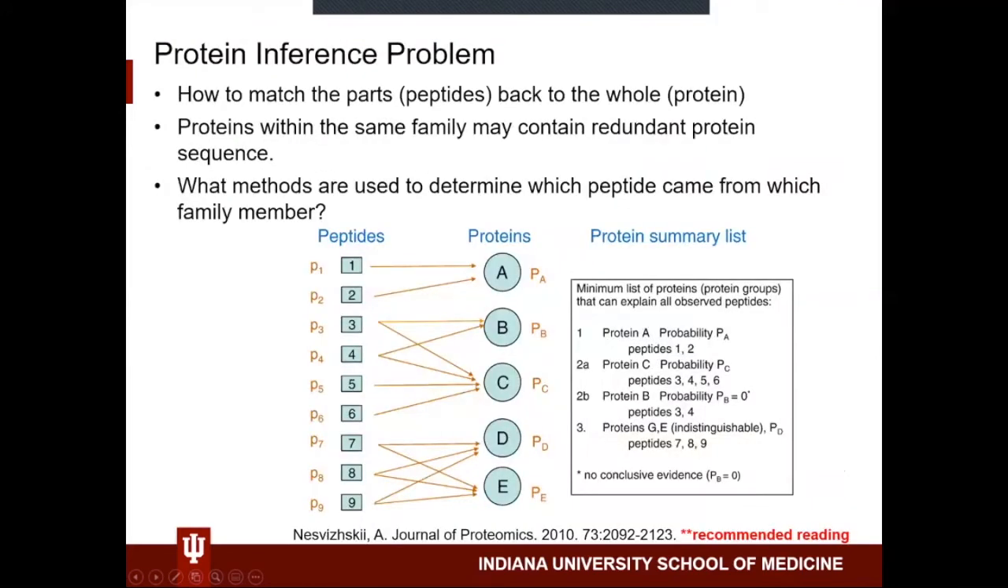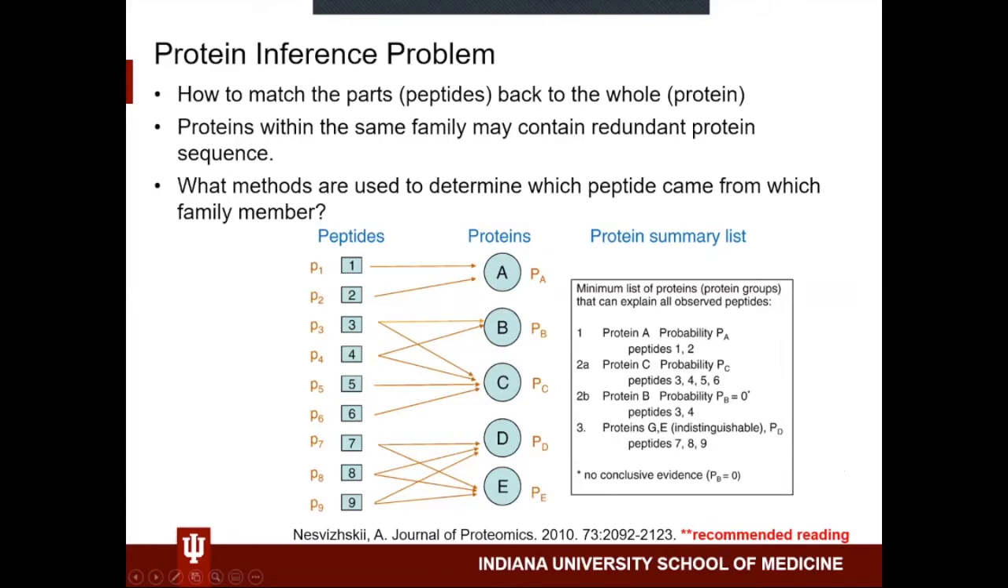And this relates to the protein inference problem because you have PSMs that go to peptides, but how do you just match these peptides back to an entire protein, especially when many proteins have redundant peptide sequences? And so there's a number of different ways different software does this. You can see here an example of a number of peptides that may fit with different proteins.